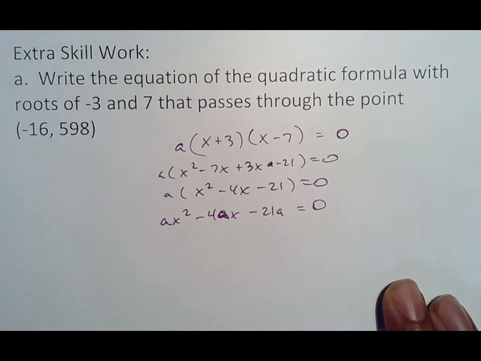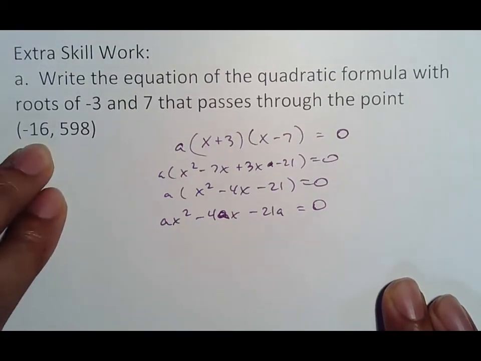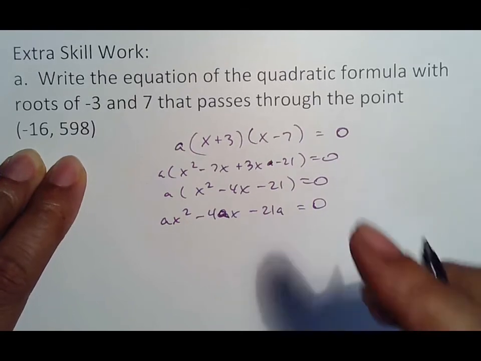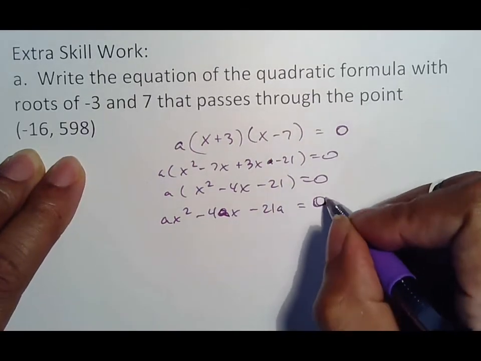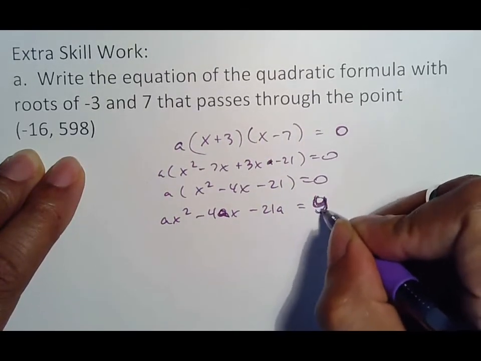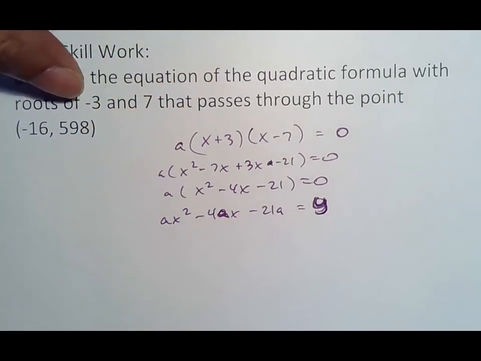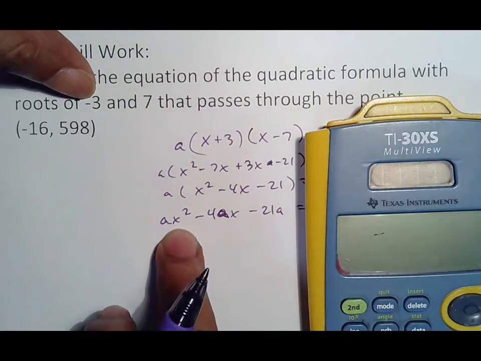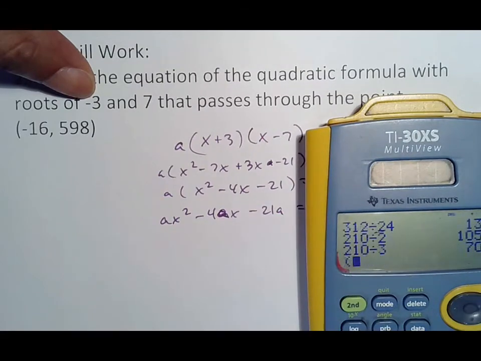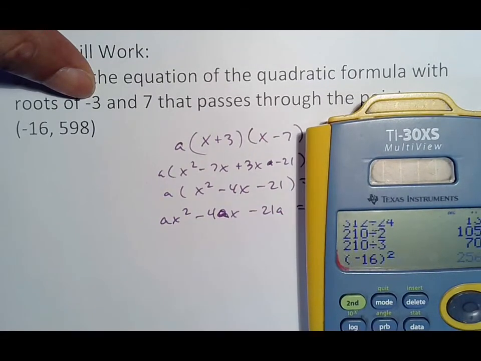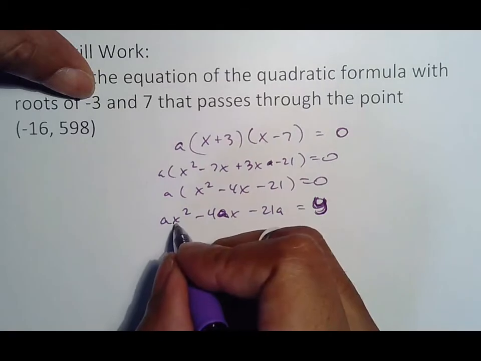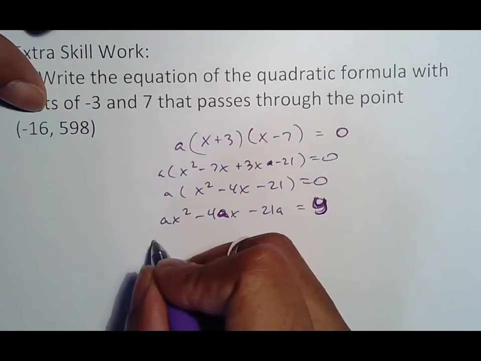Okay, so now we're at a point where we will plug in our point. Actually, that should be a y, because it is the formula. So when we do this, we plug in 16. Of course, that's going to be what? 16 squared, which is 256.